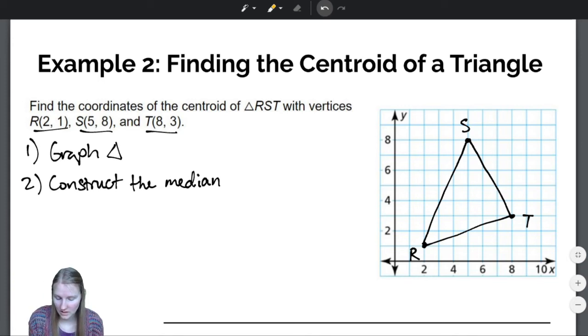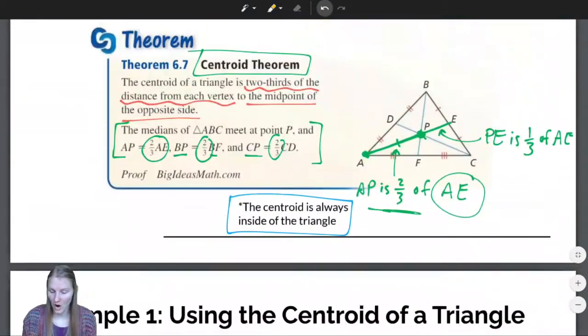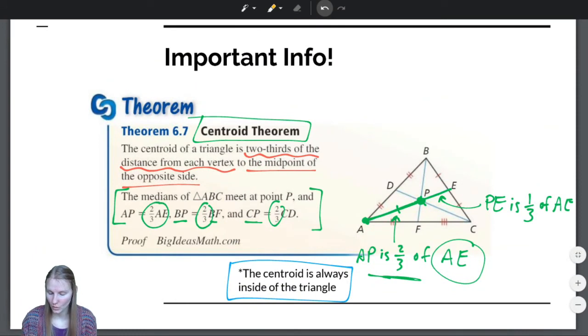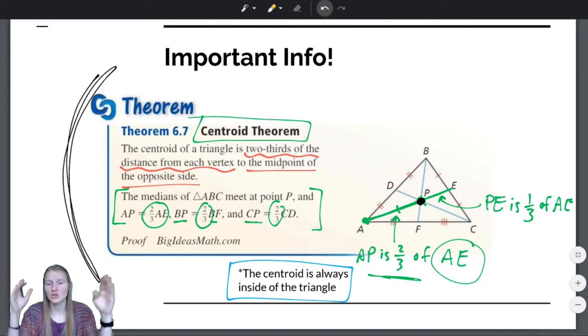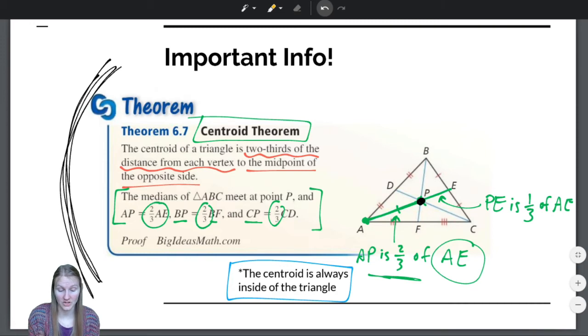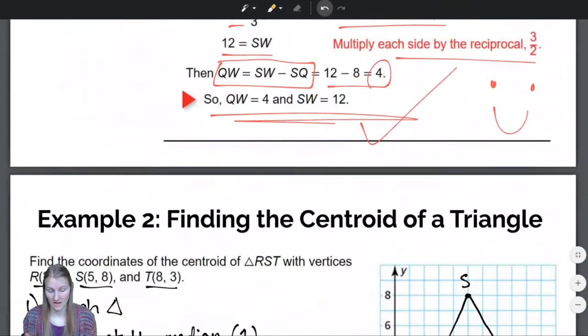So do I only need to find 2 medians? Well, maybe I can only find 1. Because I know that if I find one median, I can find the centroid using the centroid theorem. So I really only need 1 median. I could make 2 and just find where they cross, or I could make 1 median and use the centroid theorem. And sometimes it's going to be the easiest to do that.